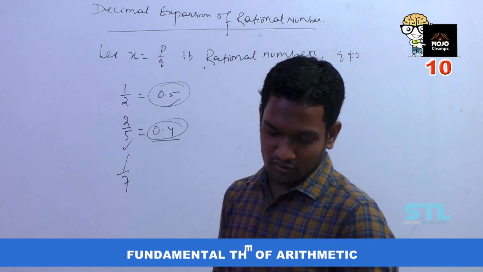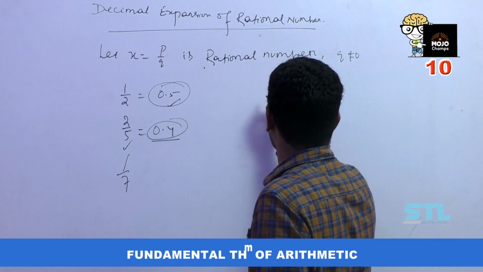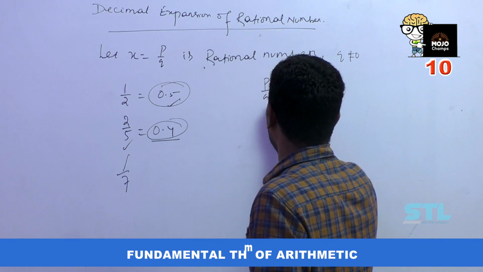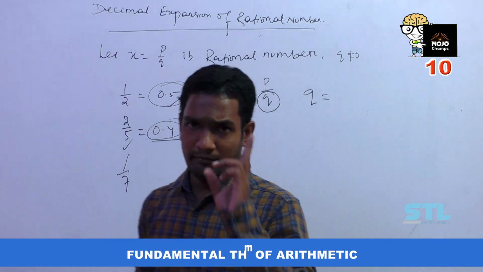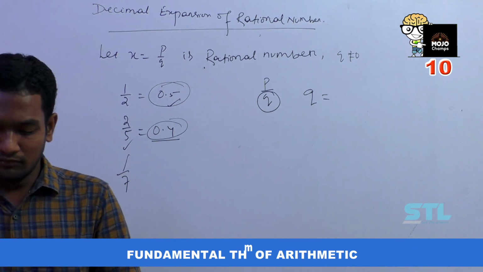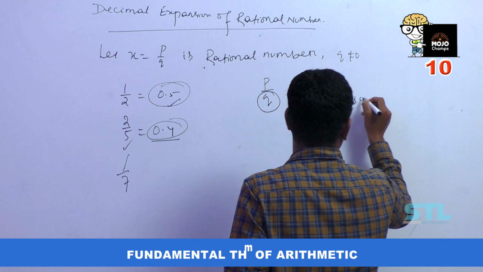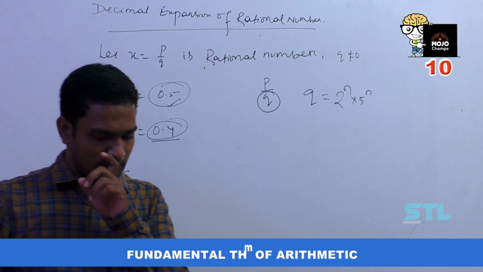Okay, understood this? So now you see, if x is of the form p by q, and this q, the denominator, is of the form 2 to the power n into 5 to the power n.